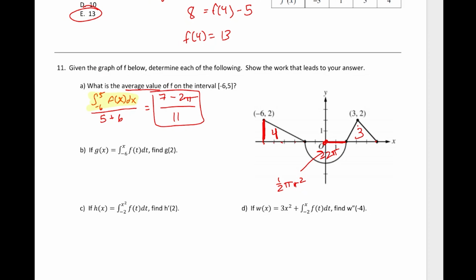B says if g of x equals the integral from negative 6 to x, find g of 2. So if we're finding g of 2, we're going to find the integral from negative 6 to 2, which just means the area from negative 6 to 2. So it's going to be all the area except for that last triangle over to the right. So g of 2 is just going to equal 4 minus 2 pi, just that, and we can't really simplify that, so that's going to be our answer.